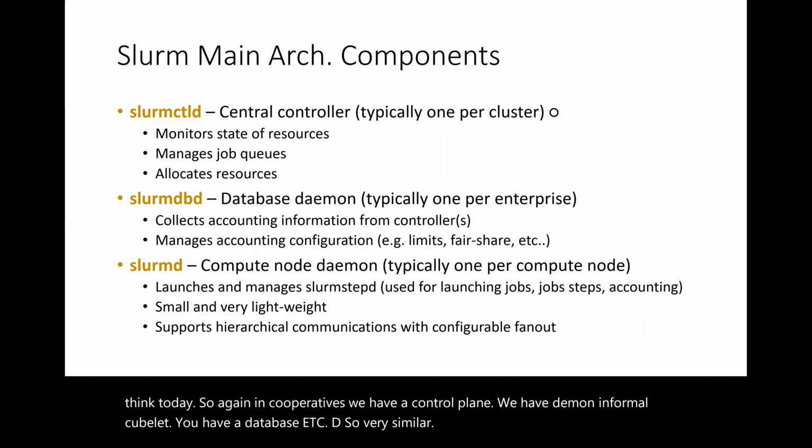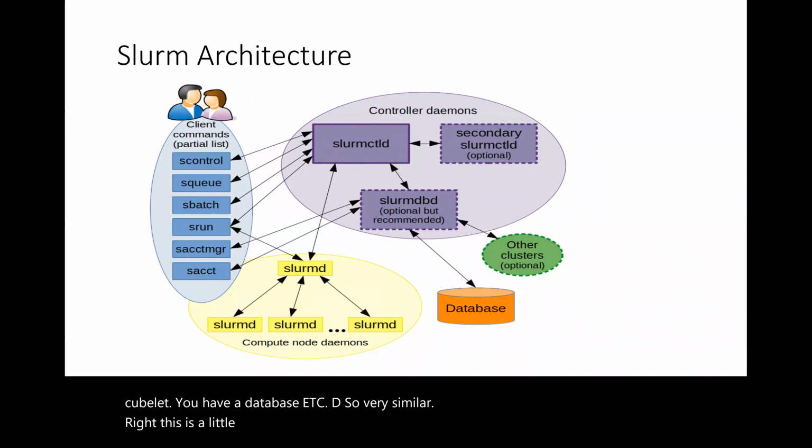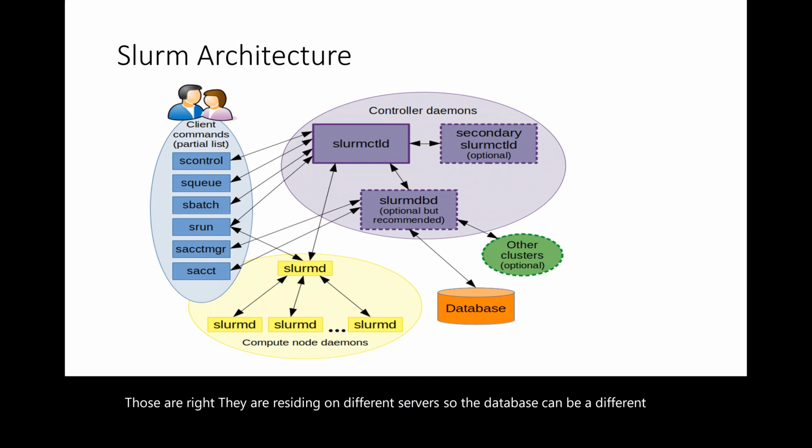Just one quick note. To draw one more comparison here, all these arrows are RPC calls, right? Mostly, yes. They reside on different servers. So the database can be a different server. The yellow boxes are all on different servers. You will have one daemon per compute node.